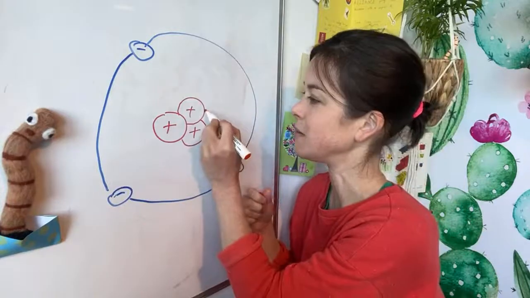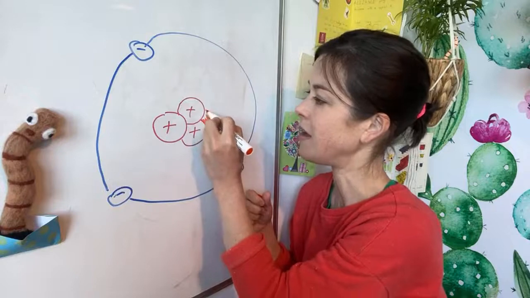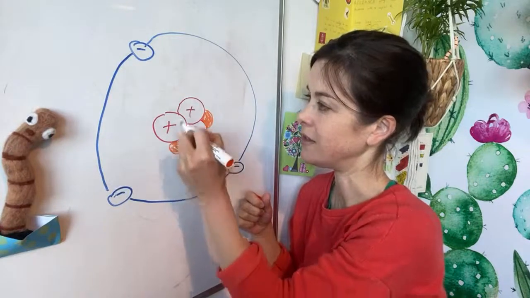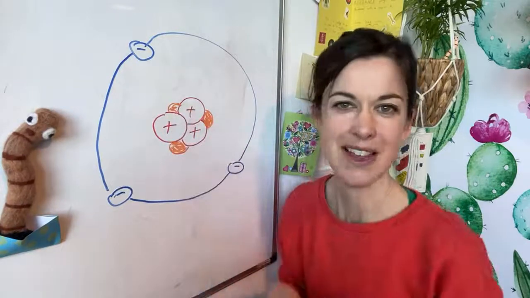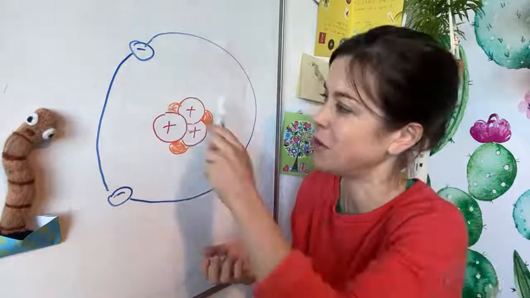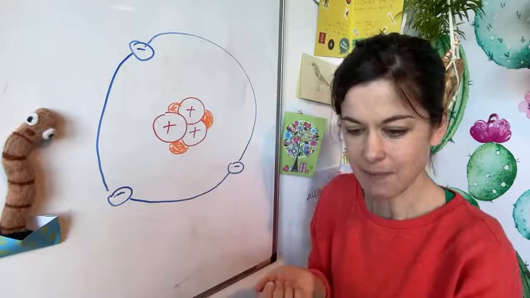Skulking in the background, some of you will be shouting at me, are these other tiny particles that are kind of connected to the protons called neutrons. We're not going to talk about them. We just don't need to. We're only really interested in the protons and the electrons today.